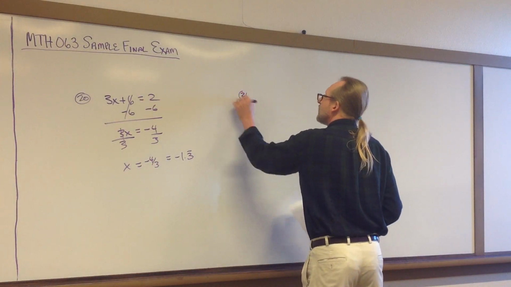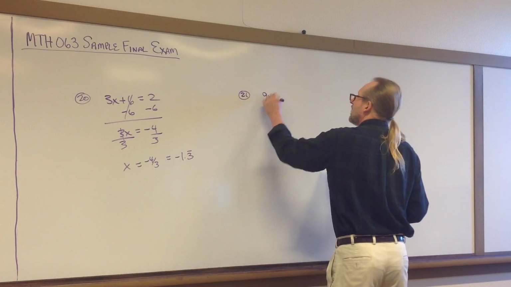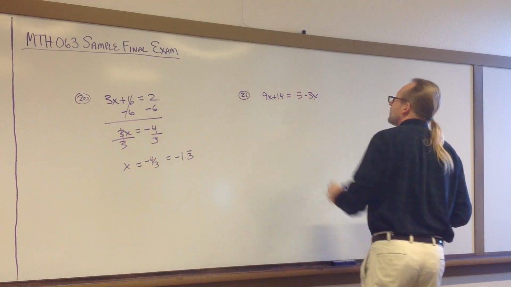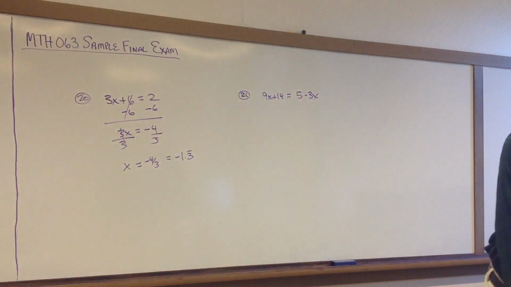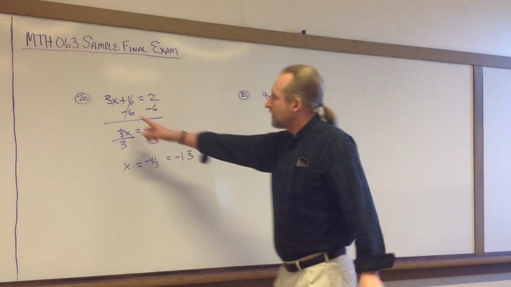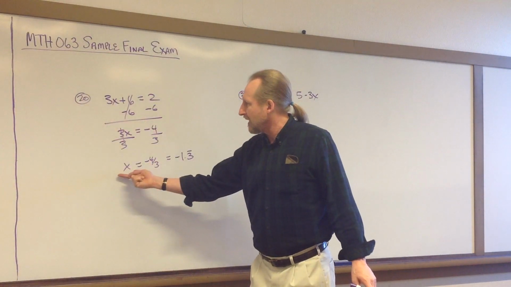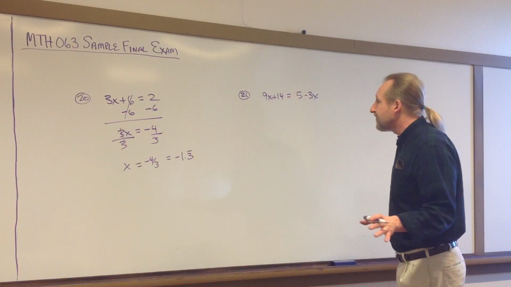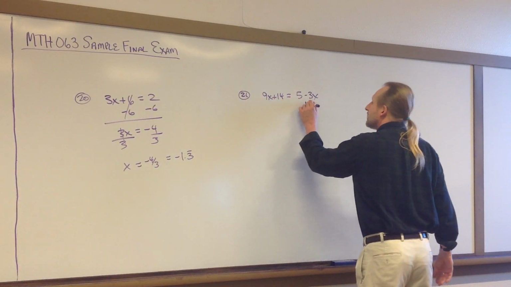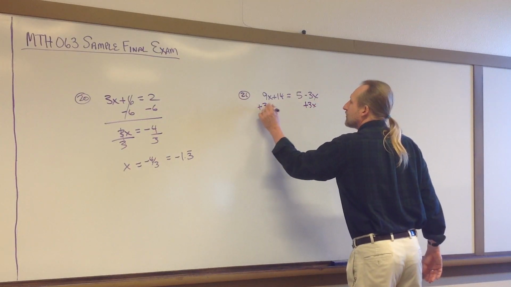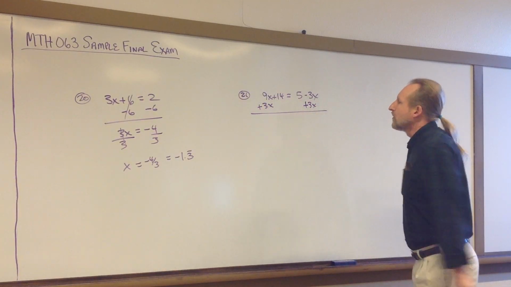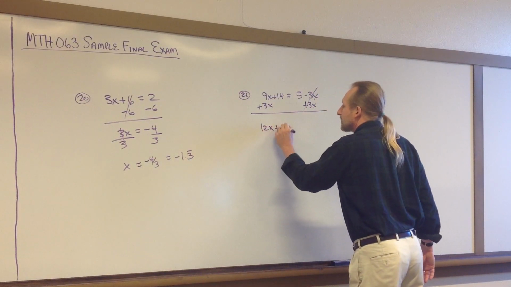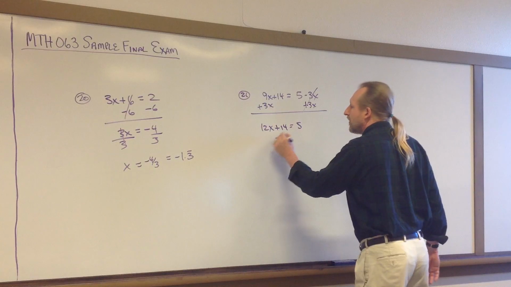Alright, problem 21, 9x plus 14 equals 5 minus 3x. So here, all we had to do in problem 20 was to get the x by itself. Over here, we've got to collect our x's on one side first, and then isolate the variable from there. So, to do that, I'm going to collect all the x's over on the left-hand side. These cancel out. I'll have 12x plus 14 equals 5.